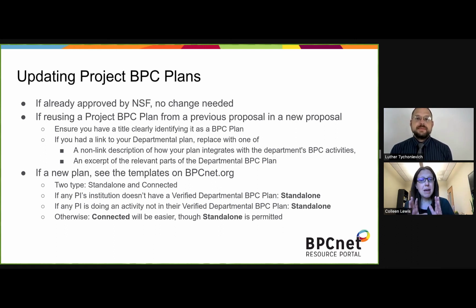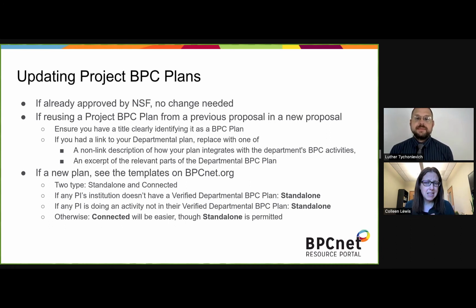And actually, the verified department plan needs to be at your institution. Someone from a different department at my institution could use the computer science department verified plan, even if none of the PIs on their proposal were from the computer science department. But at a particular institution, you can still just use only one verified department plan.